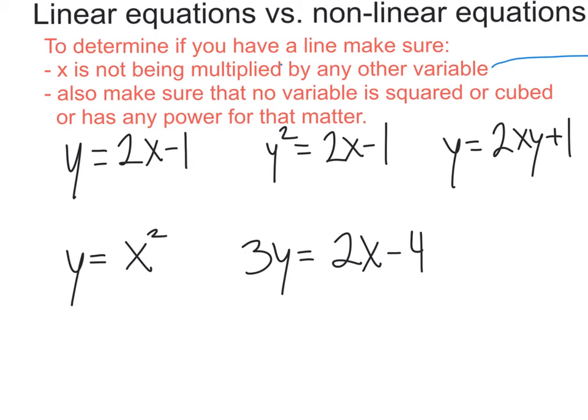So the question is, is this guy a line or not a line? Is this guy a line or not a line? It is a line, okay? Now, does it have x multiplied with y? No, it has x multiplied by 2, but not multiplied by y.